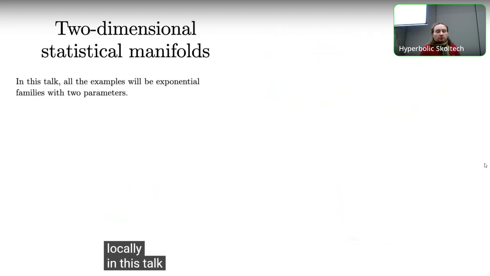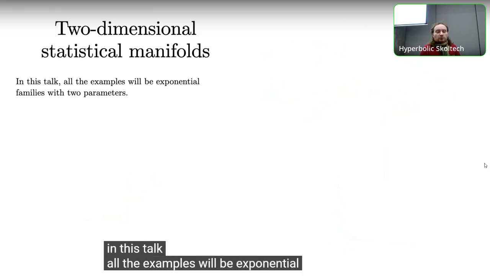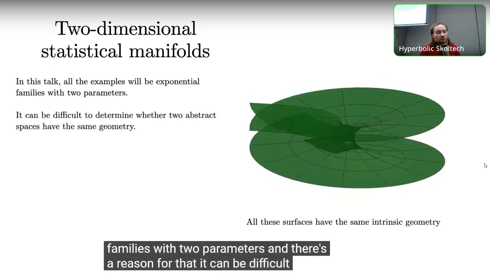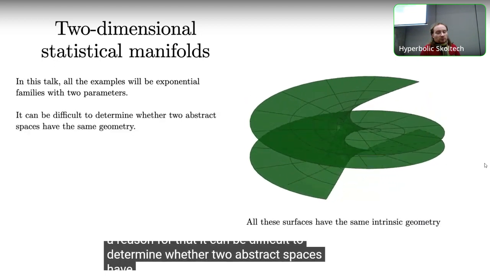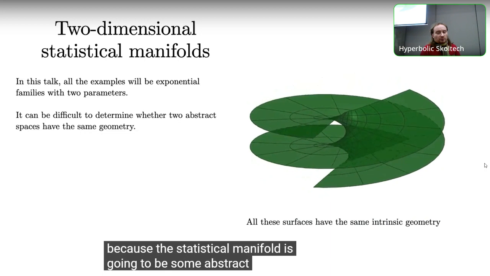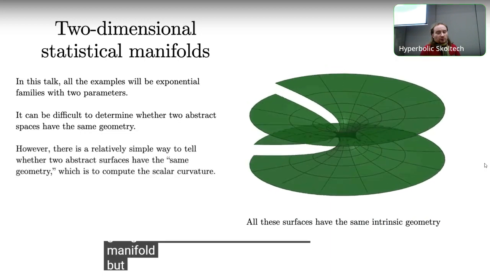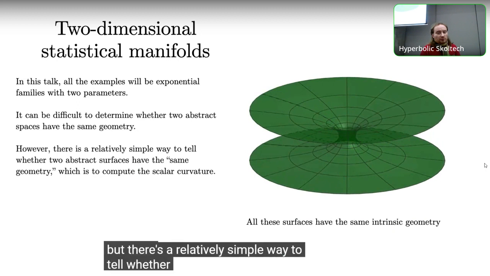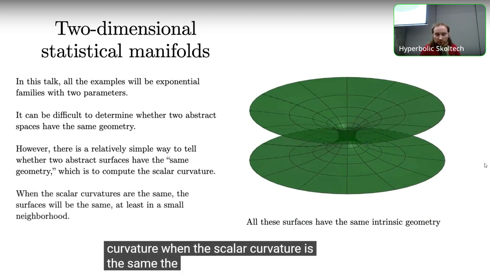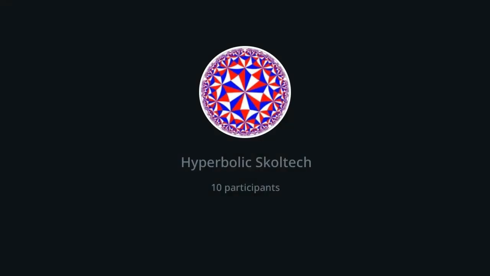In this talk, all the examples will be exponential families with two parameters. And there's a reason for that. It can be difficult to determine whether two abstract spaces have the same geometry, because the statistical manifold is going to be some abstract Riemannian manifold. But there's a relatively simple way to tell that two surfaces have the same geometry, which is to compute the scalar curvature. When the scalar curvature is the same, the surfaces will be the same, at least in a small neighborhood. So they'll locally look the same, but if you zoom out far enough, you might be able to tell.